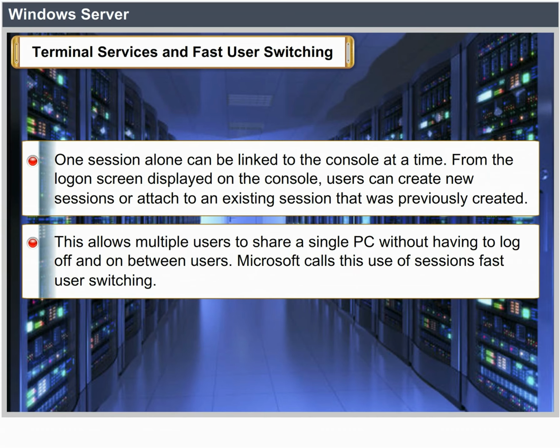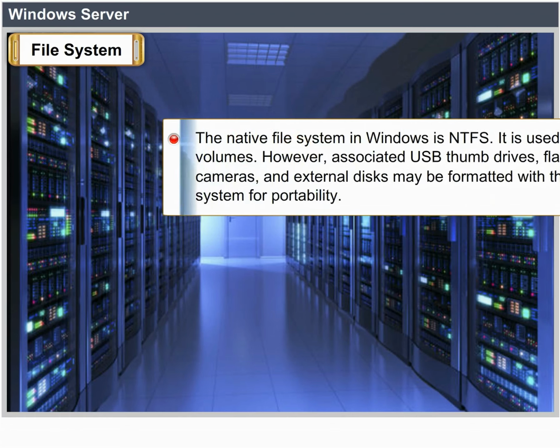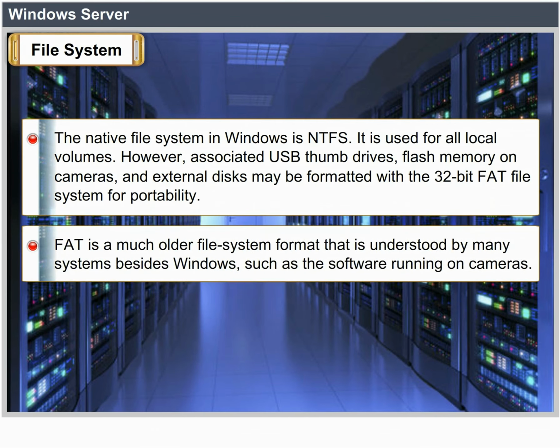The native file system in Windows is NTFS. It is used for all local volumes. However, associated USB thumb drives, flash memory on cameras, and external disks may be formatted with the 32-bit FAT file system for portability. FAT is a much older file system format that is understood by many systems besides Windows, such as the software running on cameras.